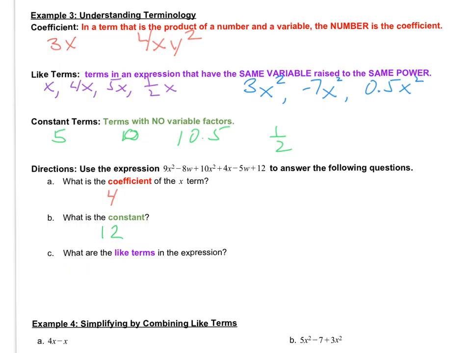And our last one asks, what are the like terms in the expression? We are looking for anything that has the same variable with the same exponent. So if we look and see, we have 9x squared and 10x squared. Those would be one pair of like terms. So we can say 9x squared and 10x squared. And then my other group of like terms, if I go through, I have a negative 8w, don't forget it's a negative, and a negative 5w. So I can say negative 8w and negative 5w.